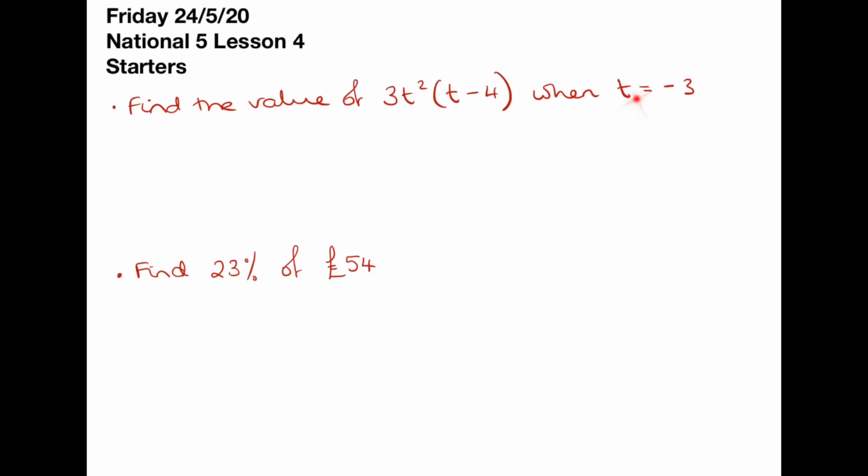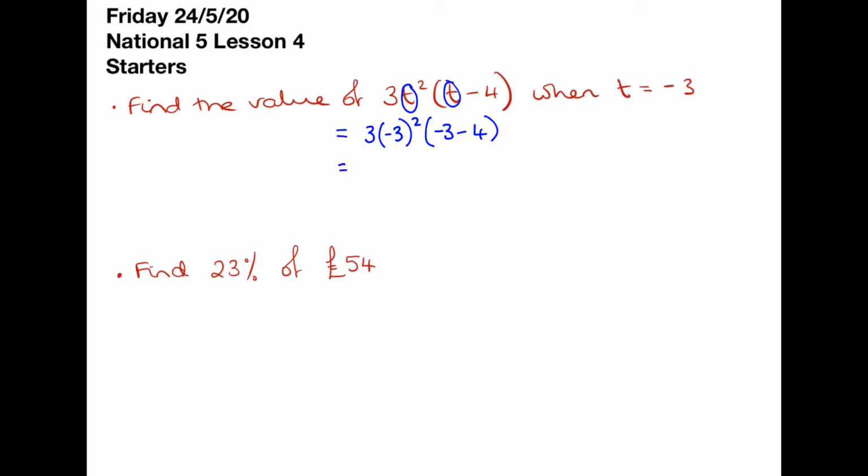So when t is -3, we're finding the value of this expression. Okay, so we're going to substitute like we're asked to. So we're going to have 3 lots of -3 squared times -3 take away 4. Okay, so that's just substituting t equals -3. We're just swapping each time we see a t, we're swapping it for a -3.